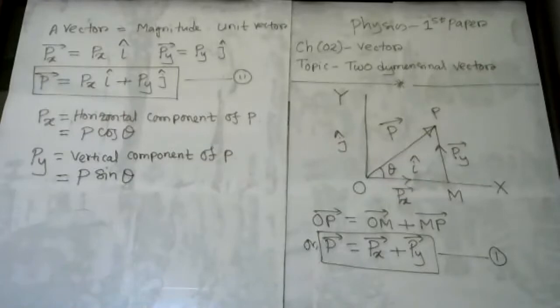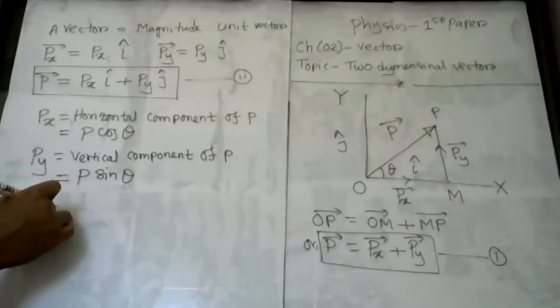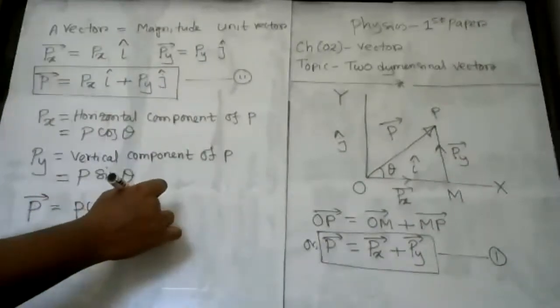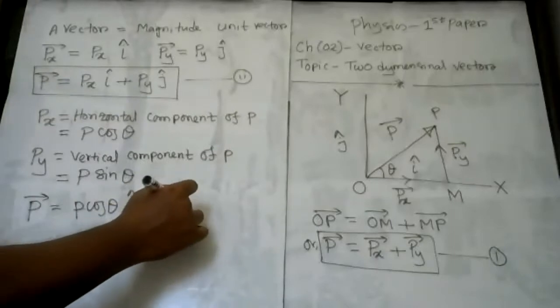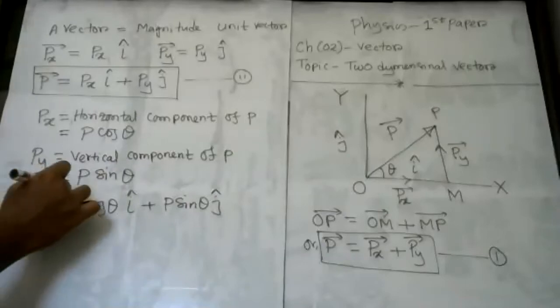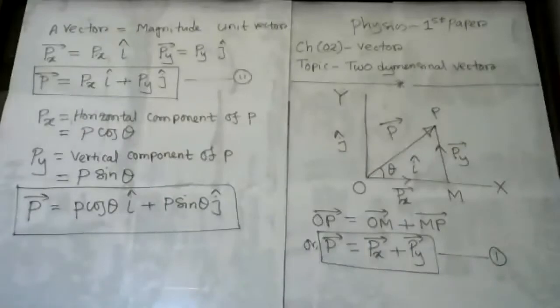Now you can put down these values in equation number 2. So if you put down these values in equation number 2, then you can say that vector P will equal P cos theta i hat plus P sin theta j hat. So this is another presentation of this two-dimensional vector.